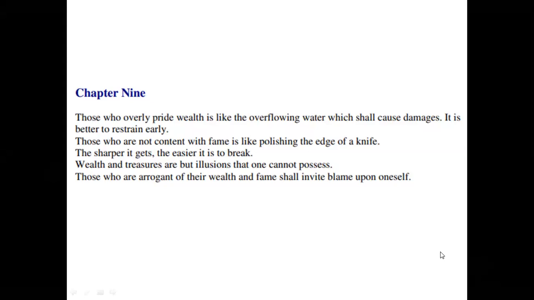Yes, this is over 2000 years old. This may be useful, that's why. This says, those who overly pride wealth is like the overflowing water which shall cause damage.